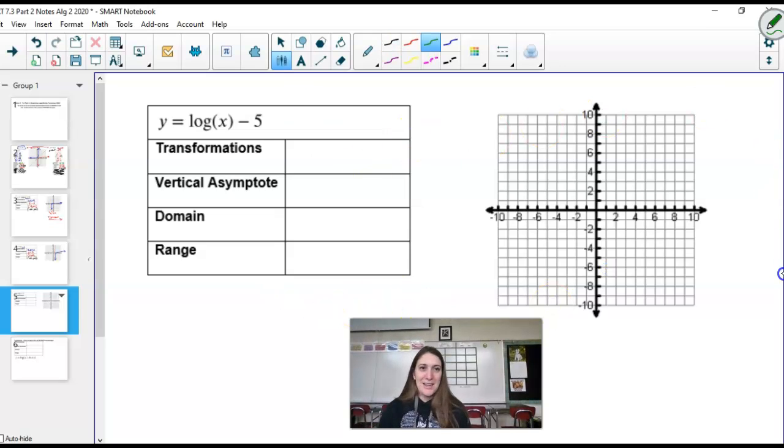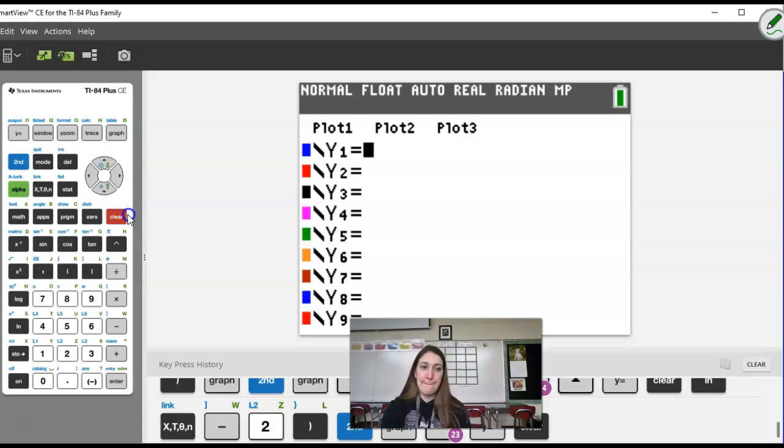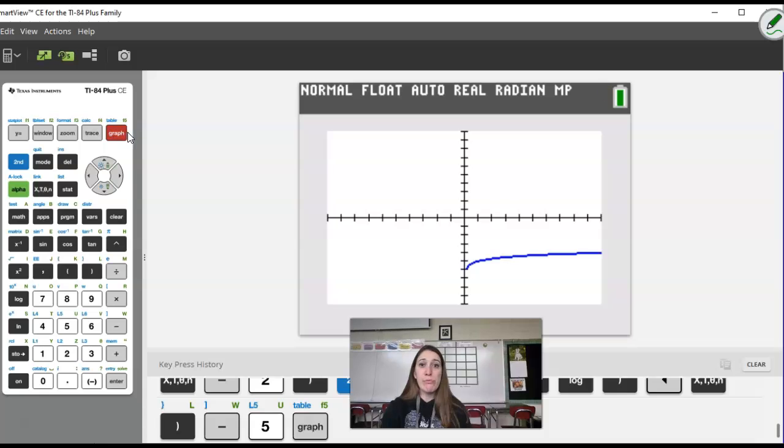All right, this guy has been transformed, but this is outside of the logarithm, which means it's a vertical transformation. So it's been shifted down 5. Now, a common log this time. So put an x in there first, then close the logarithm and shift it down 5. I see that it's been shifted down 5.